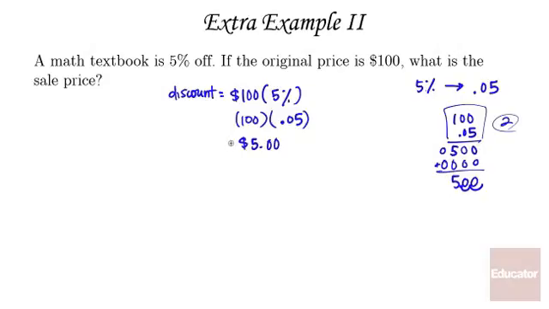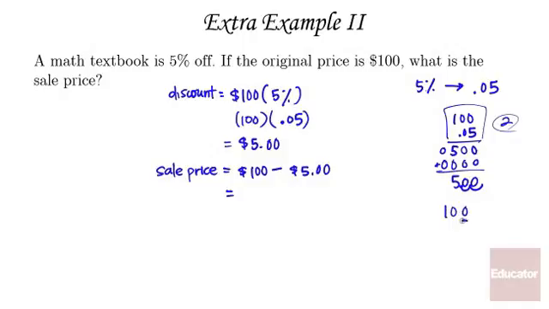Okay, so my discount amount is $5. That's how much I'm saving. Well, then I have to take the original price, how much I'm supposed to be paying. So the sale price then is my $100, or the original price of $100, minus however much I'm going to be saving, the discount, and my new amount, the new price that I have to pay, 100 minus 5 is $95.